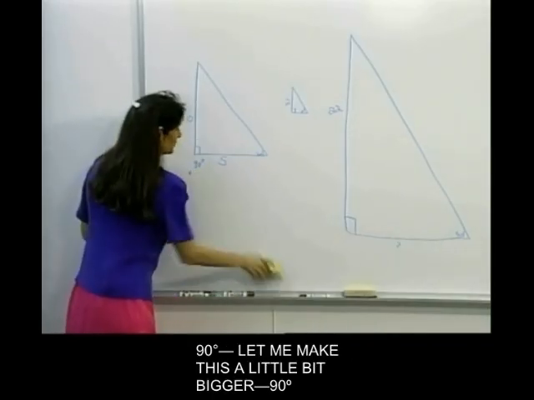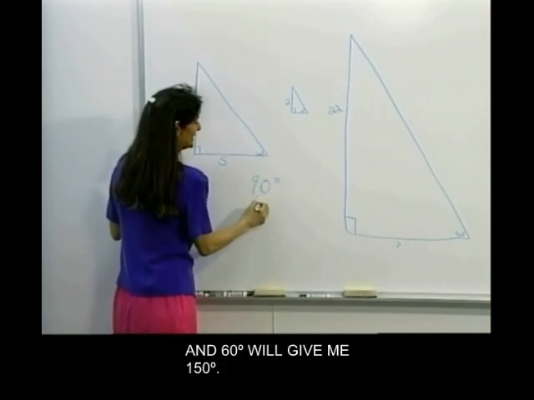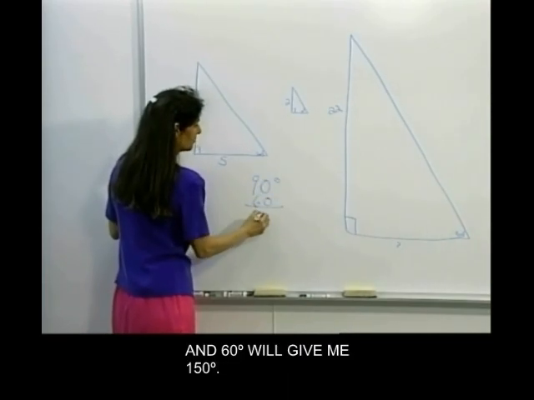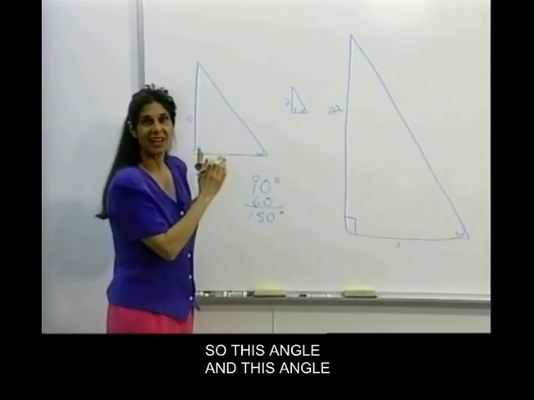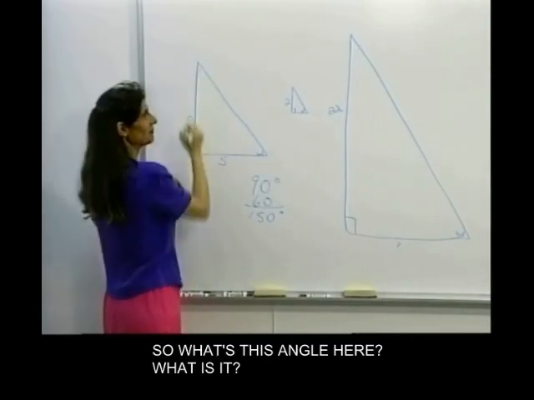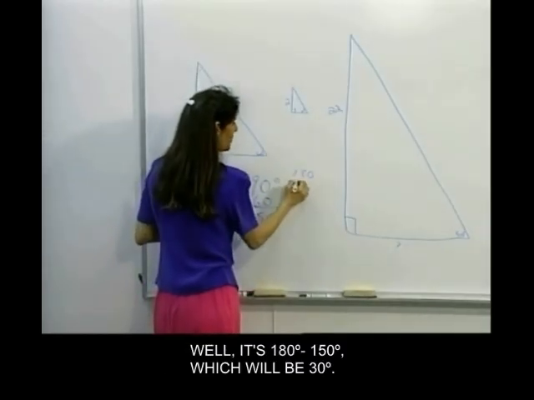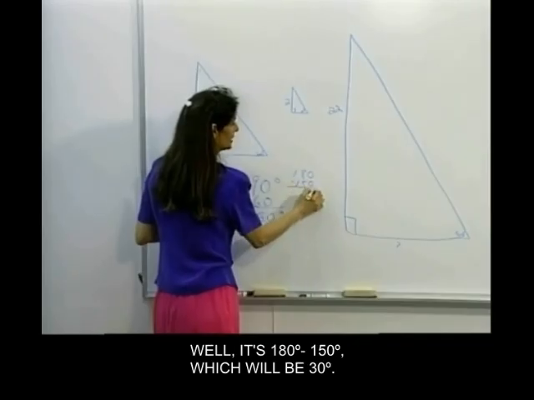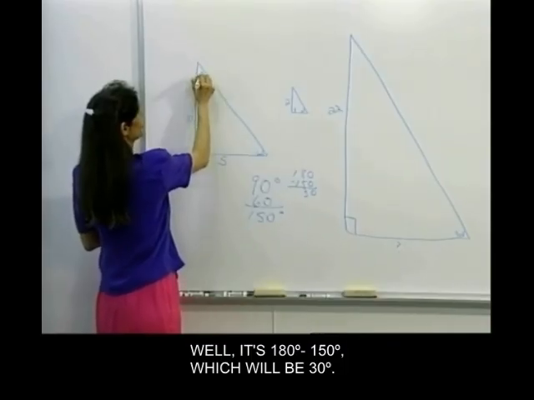90 degrees and 60 degrees will give me 150 degrees. So this angle and this angle added up together give me 150 degrees. So what's this angle here? Well, it's 180 degrees minus 150, which will be 30 degrees.